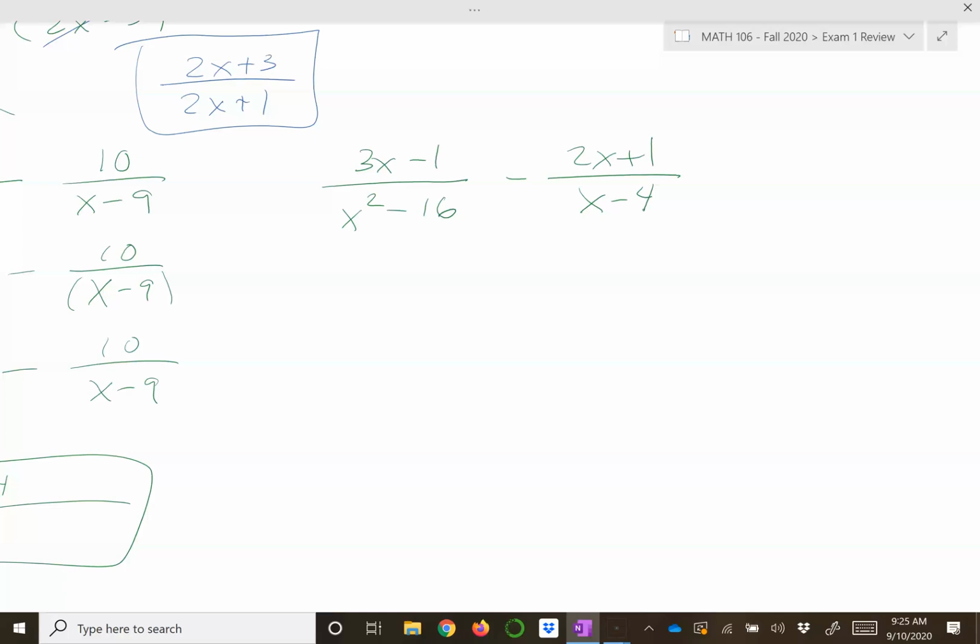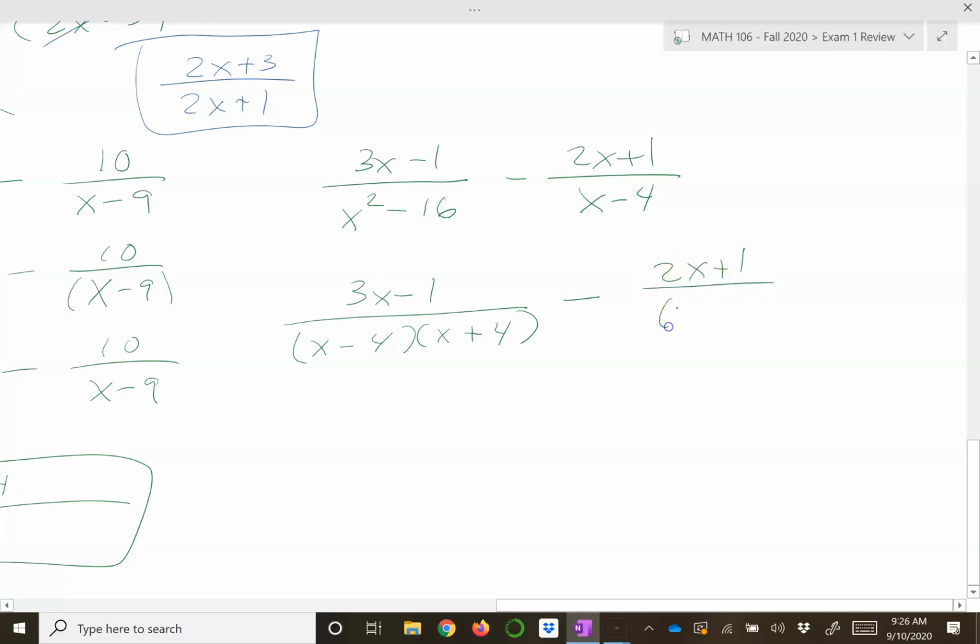All right, so this is the hardest type that I think you should worry about for the exam. First step, factor. I can't do anything with 3x minus 1, but I can with the denominator. That looks like a difference of squares. So we have x minus 4, x plus 4. Minus. Can't do anything with 2x plus 1, nor x minus 4.